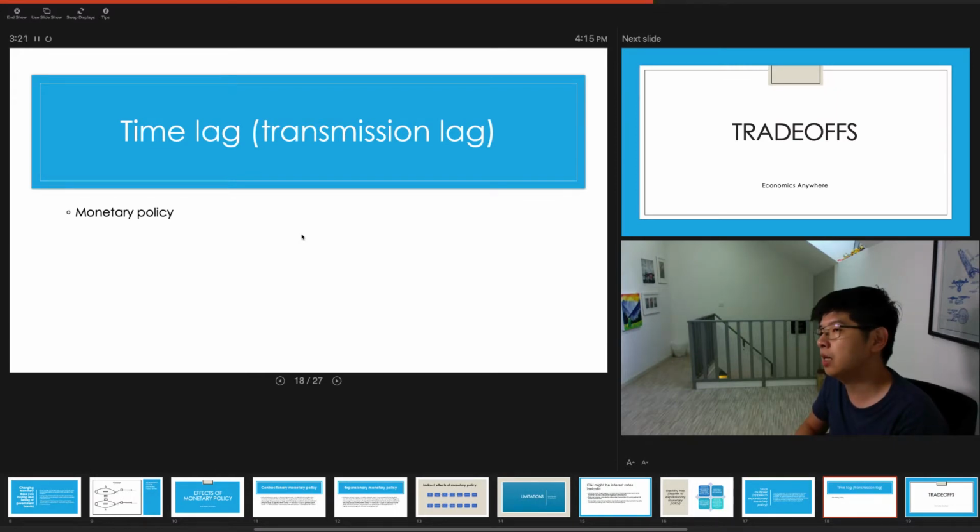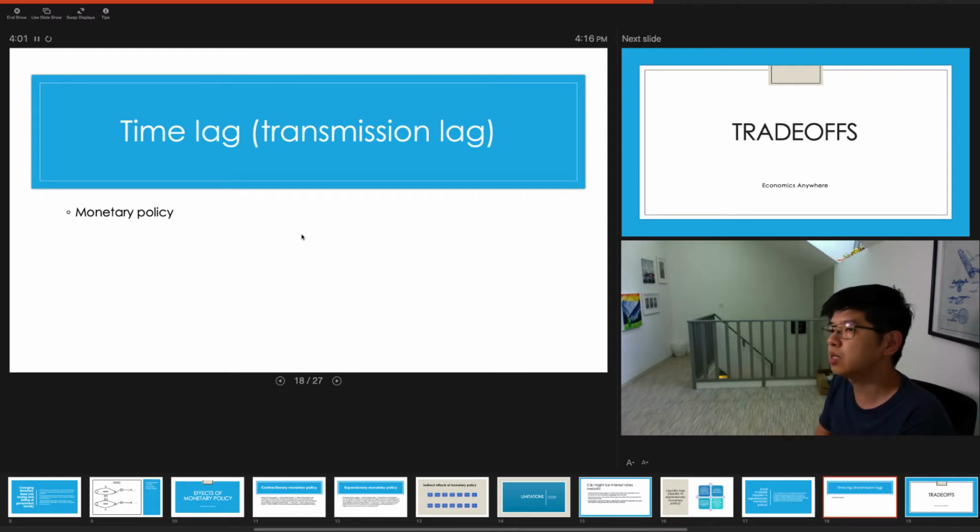And lastly, there is a time lag for monetary policy, but it comes in the form of transmission lag. The time lag for monetary policy is quite different from that of fiscal policy. In the previous video on fiscal policy, we said there is implementation lag, where it takes time to plan and implement, and there's a lot of political gridlock. In the case of monetary policy, there is almost no implementation lag at all. If you decide you want to change interest rate, it can be done within a day.